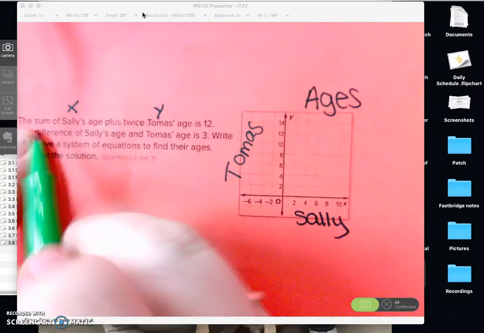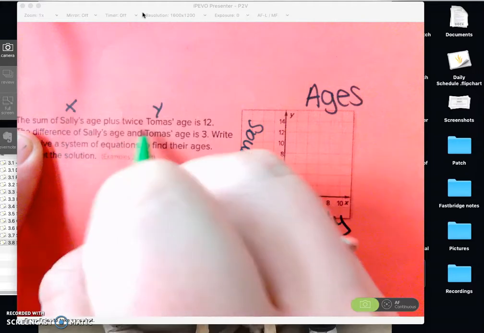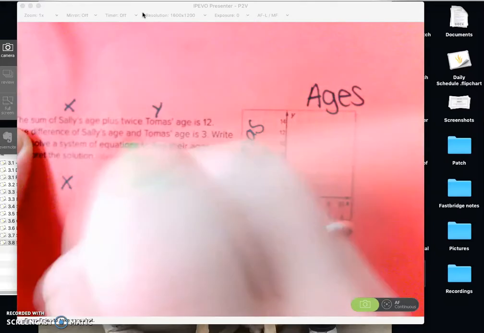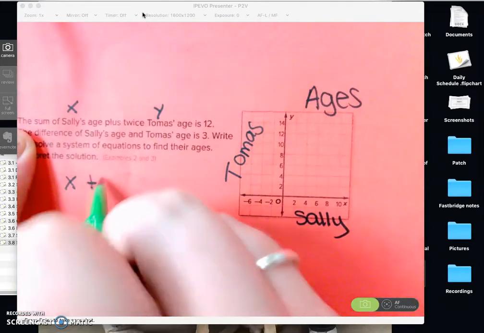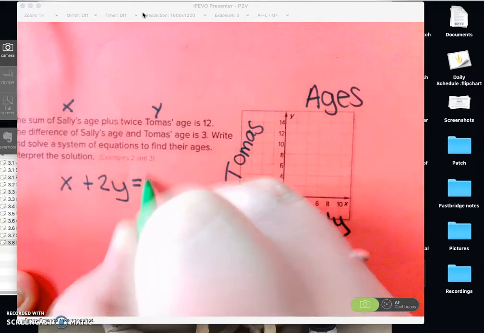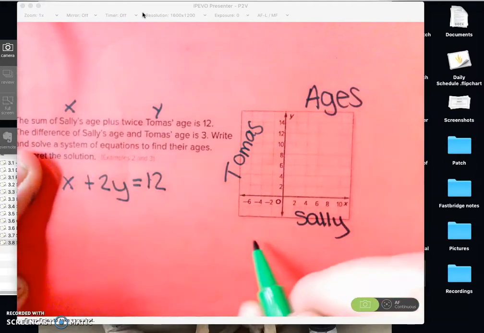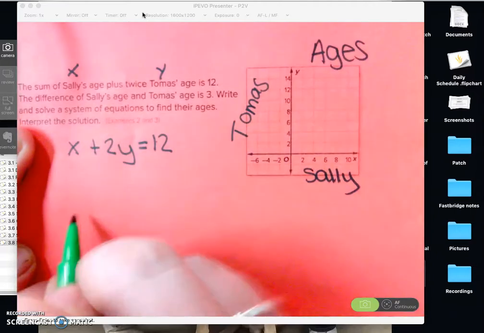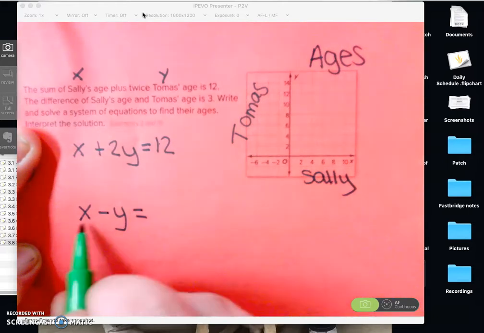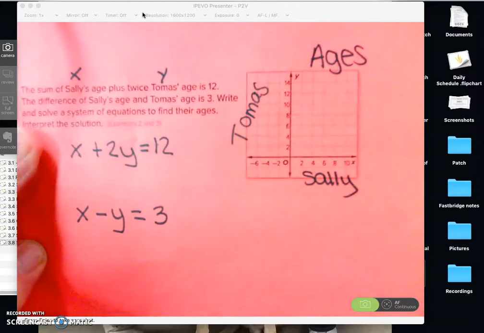So looking at the sum of Sally's age plus twice Thomas's age is 12. So the sum would be x plus twice Thomas's age, so 2 times y. That's going to equal 12. Here, the difference of Sally's age, I'm going to rewrite it just a little bit to give me some room to work. The difference of Sally's age and Thomas's age is 3. So difference, remember, means subtraction. Write and solve a system of equations to find their ages.